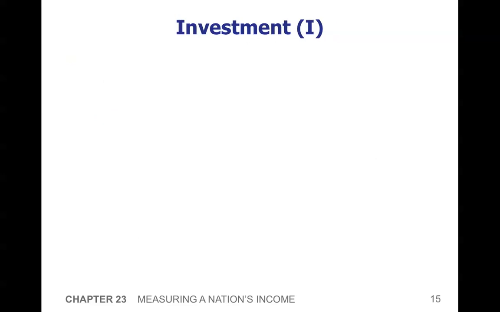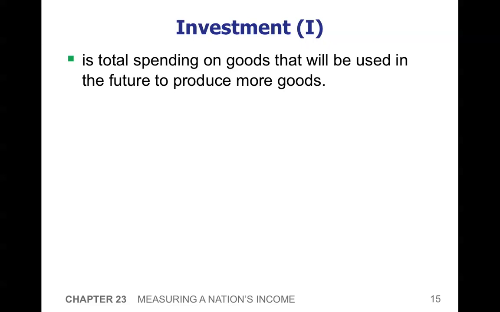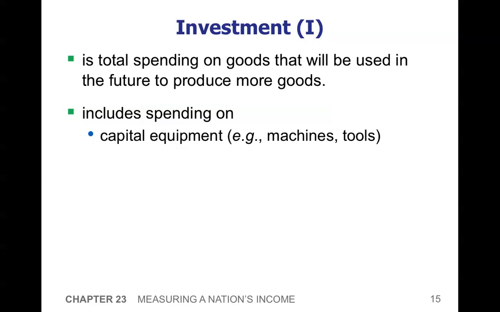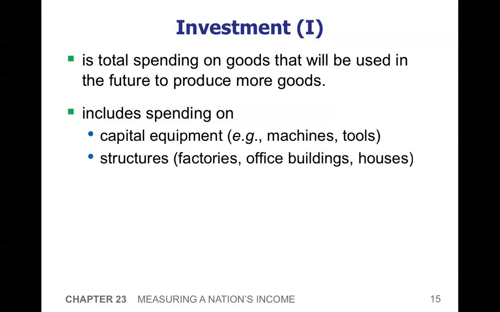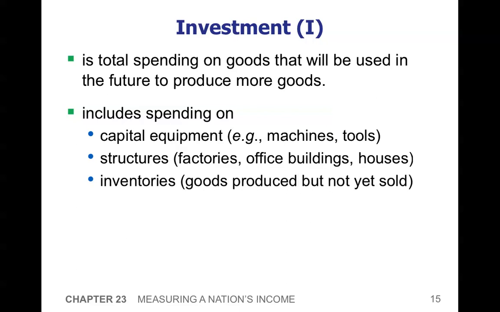Now we move over to investment. Investment is total spending on goods that will be used in the future to produce more goods. So this is, for lack of a better term, business expenditure. And it includes spending on capital equipment, so things that are used to produce other goods, truly. The structures in which these capital goods will be put in, and inventories, goods produced but not yet sold.